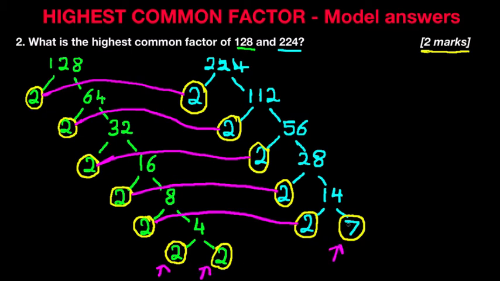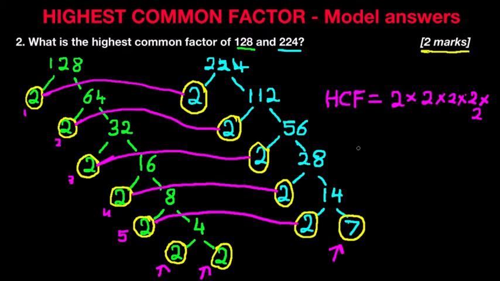Okay? So the highest common factor, and it's perfectly okay to write it like this, the highest common factor for the numbers 128 and 224 is 2 times 2. So we look at how many 2's there are. There's 1 here, there's another one, 3, 4, 5. So it's 2 times 2 times 2 times 2 times 2.